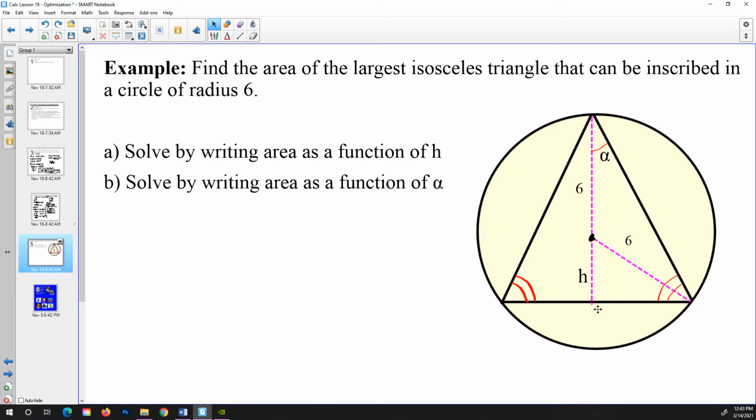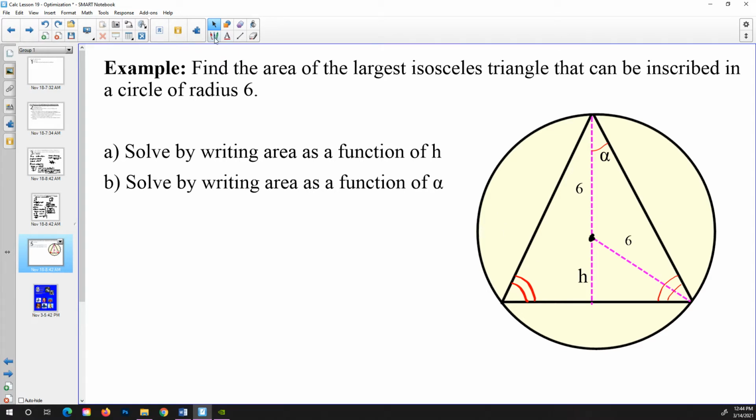And so h can shrink to 0, and it can be up to 6. If it's 6, then our isosceles triangle will just be a diameter. So that defines our valid domain for this particular problem, even though we might have a few issues. So the first thing we want to talk about is area of a triangle. Remember, it's 1/2 base times height. And so first off, we're going to talk about this triangle.